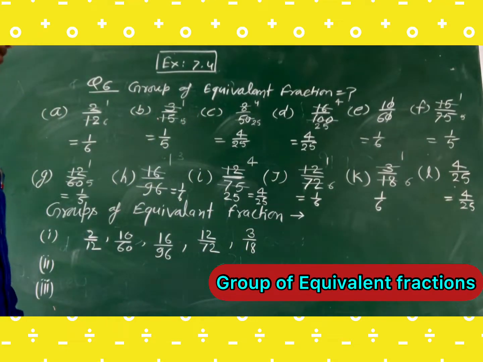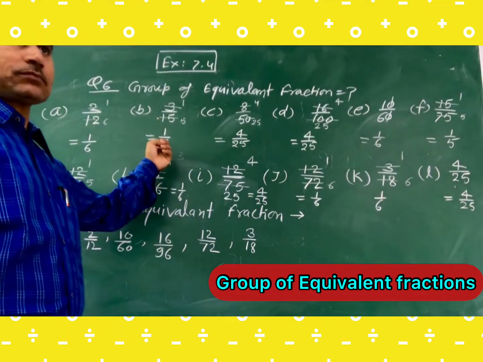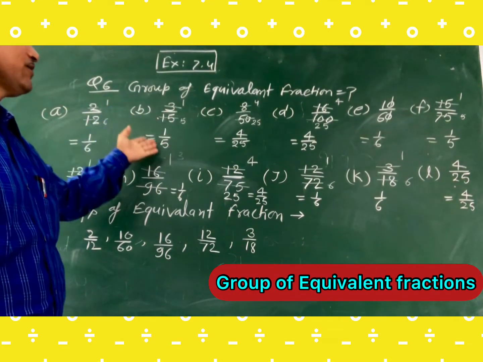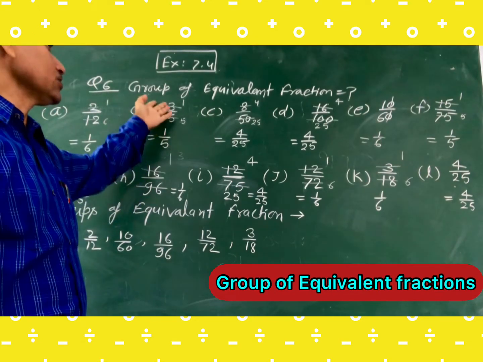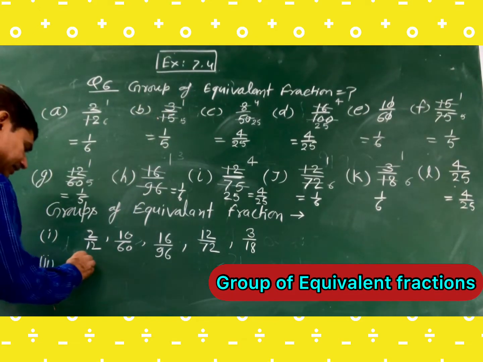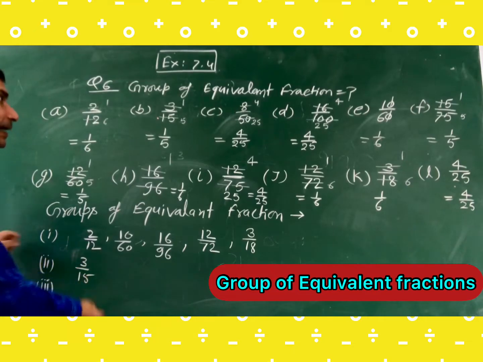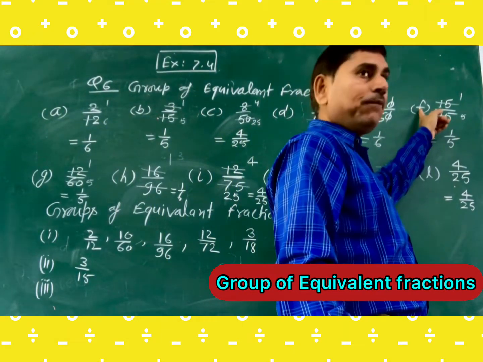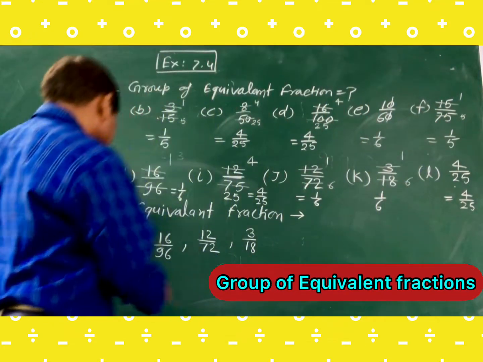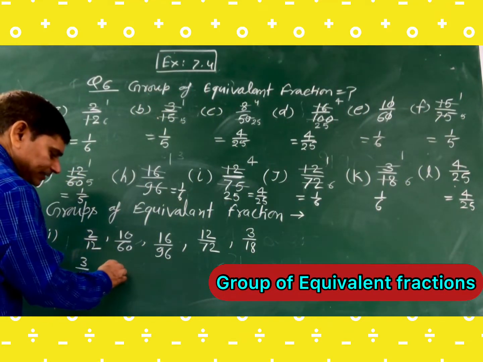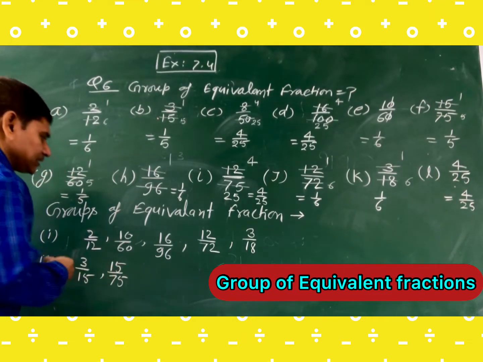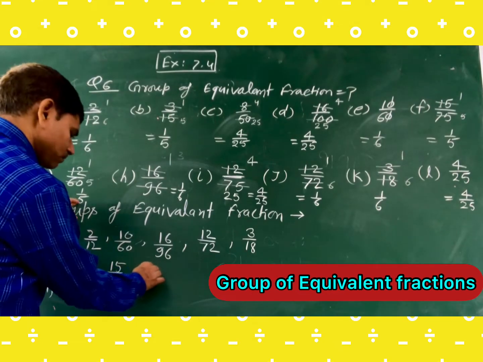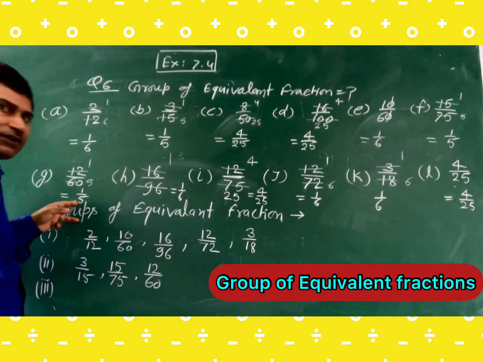Yes. After that you observe 1 by 5. Where will you come to 1 by 5? This is 3 by 15. So the next group is 3 by 15, and after that 1 by 5 is this one, the F part, which is 15 by 75. This is the next, and 1 by 5 is just here, so you can write this is 12 by 60. Okay, very nice.